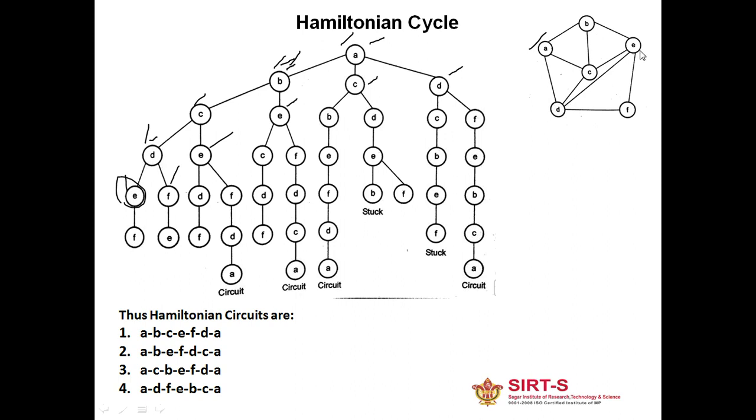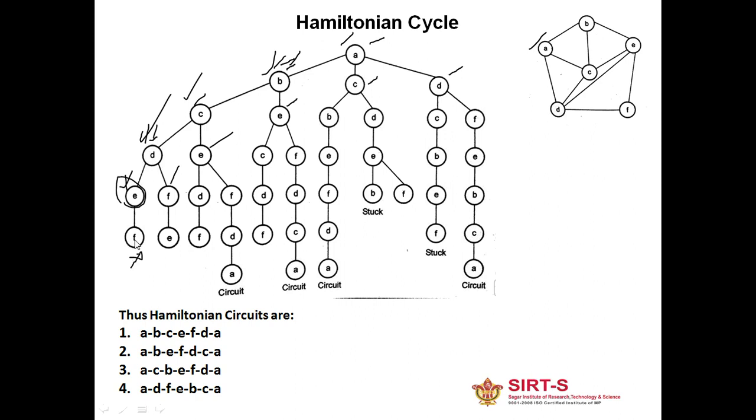From E, what are the adjacent nodes? B, C, D and F. B, C, D are already traversed, so we are left with only F. So we will take F. Now see, the adjacent nodes of this F are D and E, and D and E are already traversed. So we are going to ignore this one.